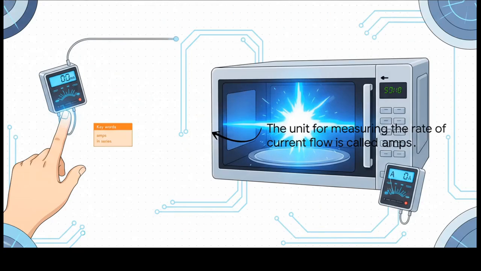And that brings us to the units. The official unit for electric current is the amp, which is just short for ampere. It's just like how we measure distance in miles or feet. For electricity, we measure current in amps. A small circuit in your phone might use tiny fractions of an amp, but something like your microwave is pulling several amps to get its job done.